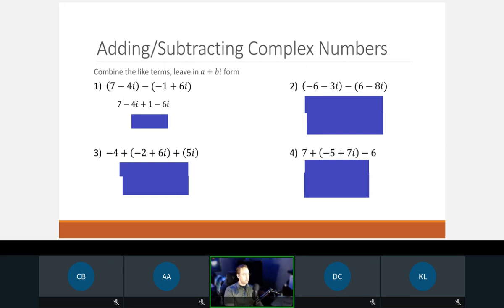So 7 minus 4i carries down. We can't do anything with that yet. We got +1 and -6i carry down. And then you just combine like terms. You're going to have 7 plus 1 is 8. And then -4i minus 6i is negative what? -10i. Yeah. And then that's your answer. So, all right, everyone do number 2 real quick. And then I'll go on to the next one.